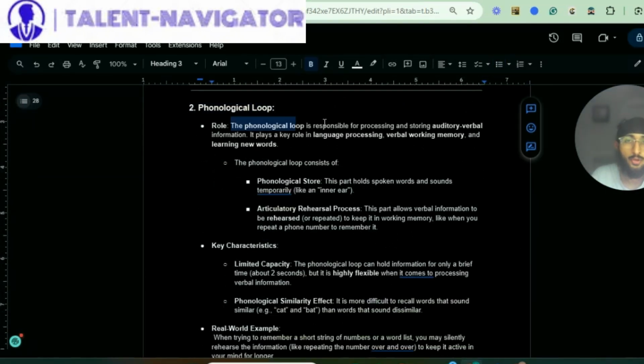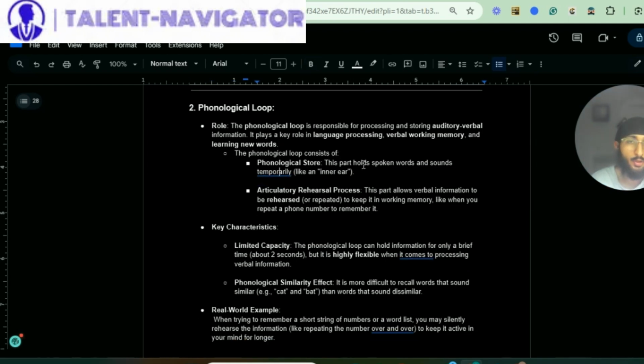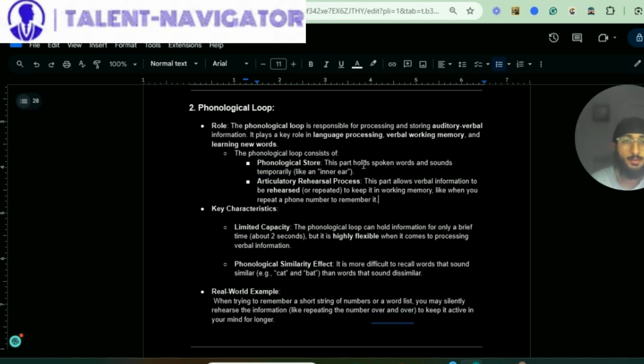So the role of the phonological loop is to process and store auditory verbal information. It plays a key role in language processing, verbal working memory, and learning new words. The phonological loop consists of the phonological store, which holds spoken words and sounds temporarily, like in an ear, and the articulatory rehearsal process. This part allows verbal information to be rehearsed or repeated to keep it in working memory, like when you repeat a phone number multiple times to remember it, right?